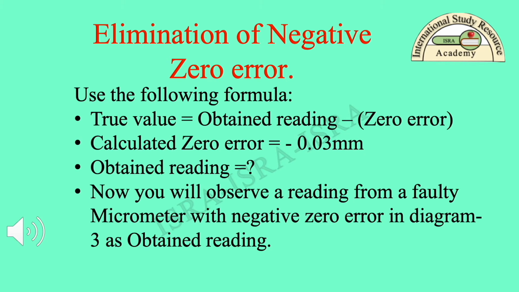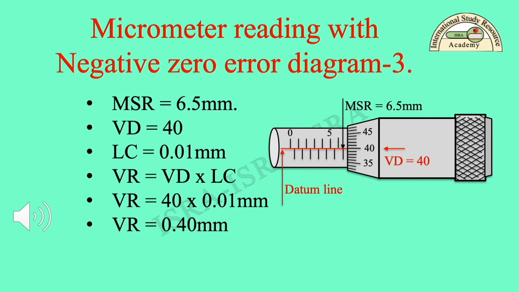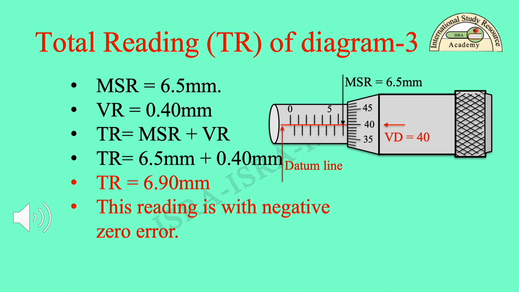Now you will observe a reading from a faulty micrometer with negative zero error in diagram 3 as obtained reading. Micrometer reading with negative zero error in diagram 3. Main scale reading MSR is equal to 6.5 mm. Vernier division VD is equal to 40. Least count LC is equal to 0.01 mm. Vernier reading VR is equal to VD times LC. Vernier reading VR is equal to 40 times 0.01 mm. Final value of vernier reading VR is equal to 0.40 millimeter.